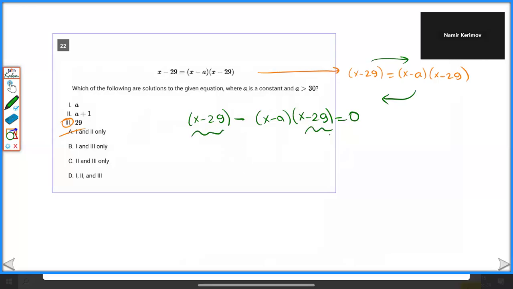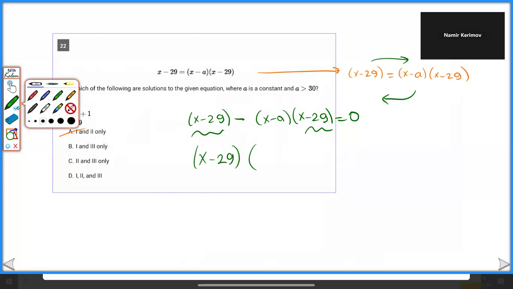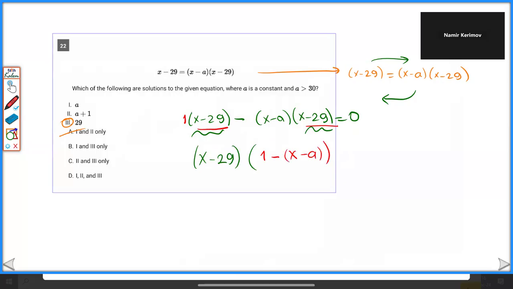As you see, we have a common factor, x minus 29. If we take it out of the parentheses, that will be 1 minus (x minus a). But x minus a in the parentheses is a value, so that minus will change it. That will be 1 minus x plus a. So the first factor is x minus 29, and the other one is 1 minus x plus a, equals 0.